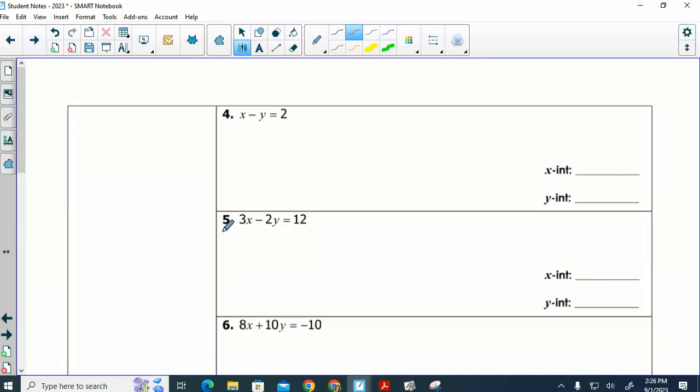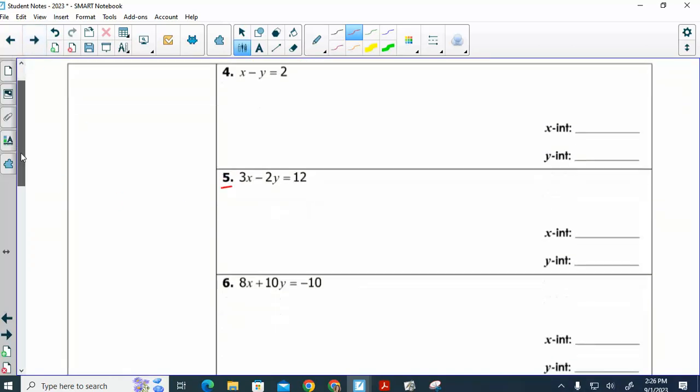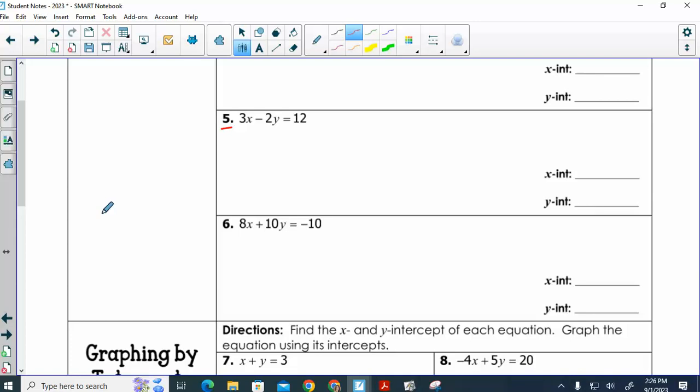Let's go to the back page. I want to look at example 5 here. So it's the exact same process. This is just written in different form. The others were slope intercept. Do you remember what ax plus by equals c? Which form is this? Standard form. But same process. X-intercept. If you plug in a 0 for your y, 2 times 0 is 0. So that term just goes away. So we get 3x equals 12. And x equals 4.